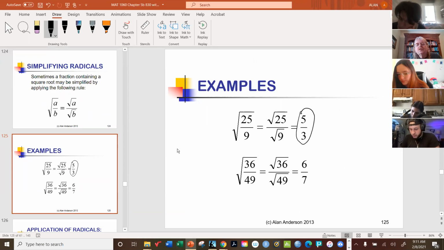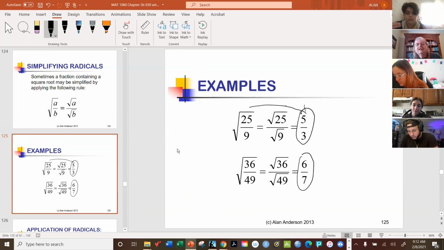And yet still we were able to find ourselves with a nice result. We have a ratio of 2 rational numbers. Same thing here, 36/49. It's nothing that could be reduced, but by splitting it up into 2 radicals, look at how nicely this turned out. Yeah. We should be applauding right now. Good. Okay.